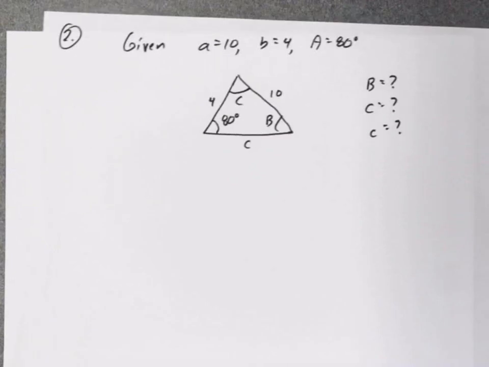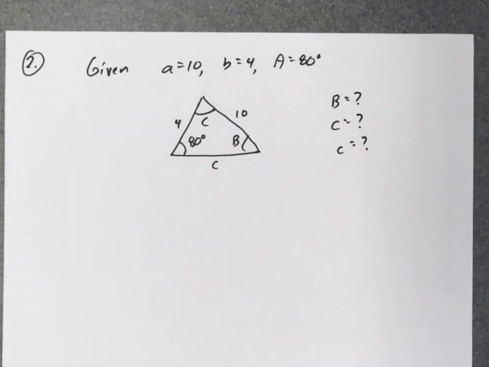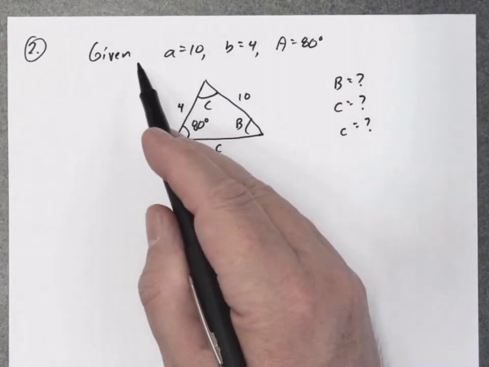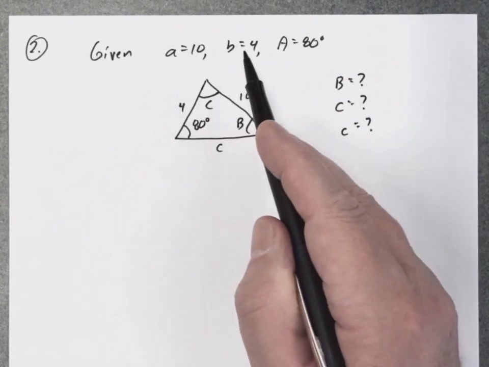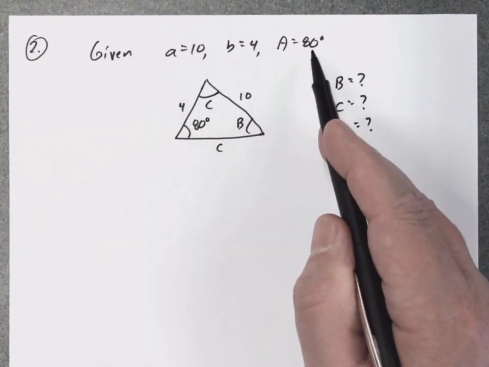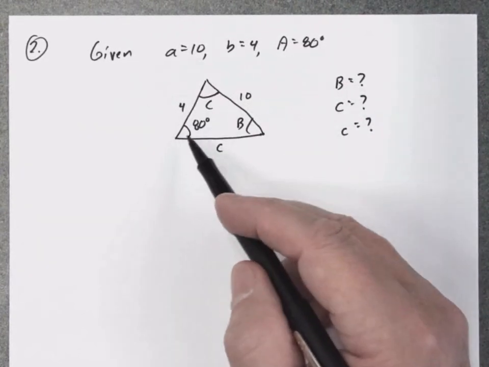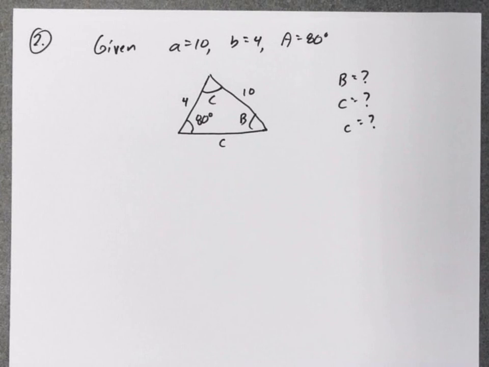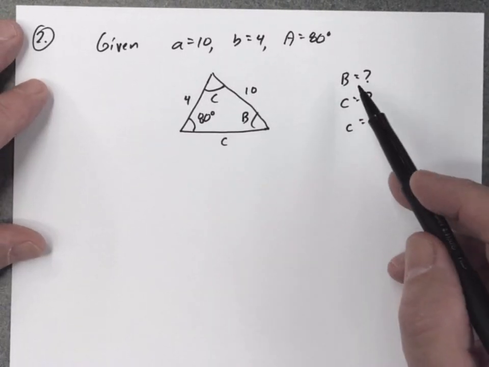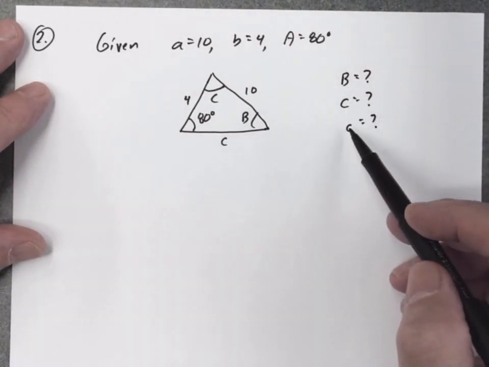Problem 2, I'll just show you how I've rewritten it. Once again, in this case, here's what they gave us. They just said side A is 10, side B is 4, and angle A is 80 degrees. I just drew a little triangle to make it a little more clear. So the things we need to find are angle B, angle C, and side C.